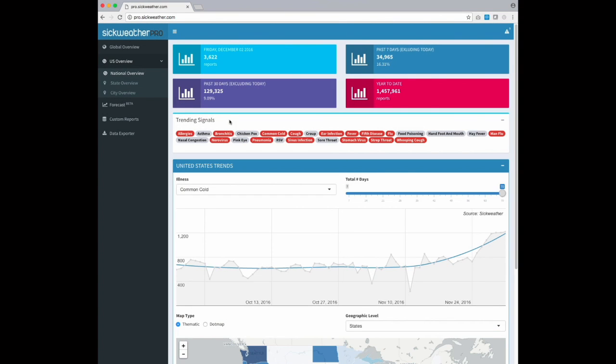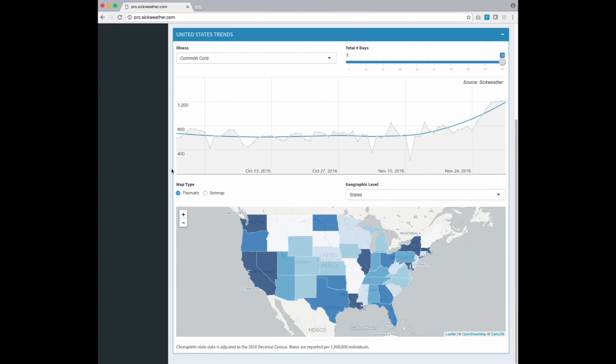Trending signals are color-coded. Red means trending upward, green means trending downward. These provide quick insights and a starting point into further exploration. A 60-day time series is provided for each illness, giving a macro look into the last quarter of illness activity, and data can also be broken down by geographic unit.